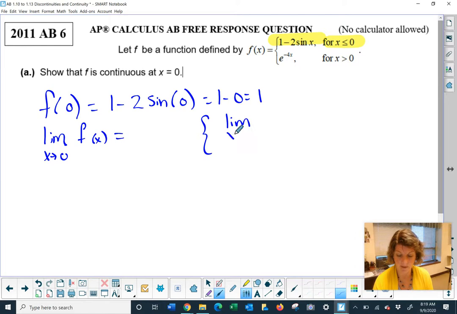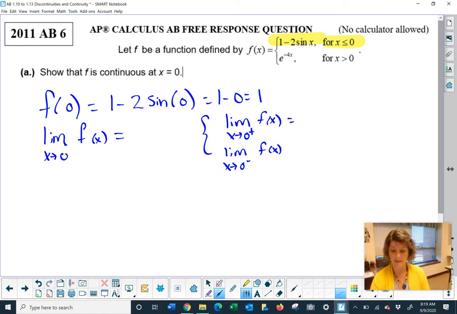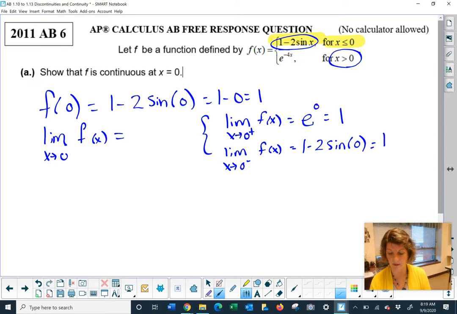I'm going to look at the limit as x approaches 0 from the right, and I'm going to look at the limit as x approaches 0 from the left of f of x. And from the right-hand side, I need to be larger than 0, so this would be e to the 0, which gives me 1. And then from the left side of 0, I'm looking at this branch, so I'd have 1 minus 2 sine of 0, and the sine of 0 is 0, so this gives me a 1. Does the limit exist? Absolutely, because left and right sides were equal. So the limit exists. Sweet.